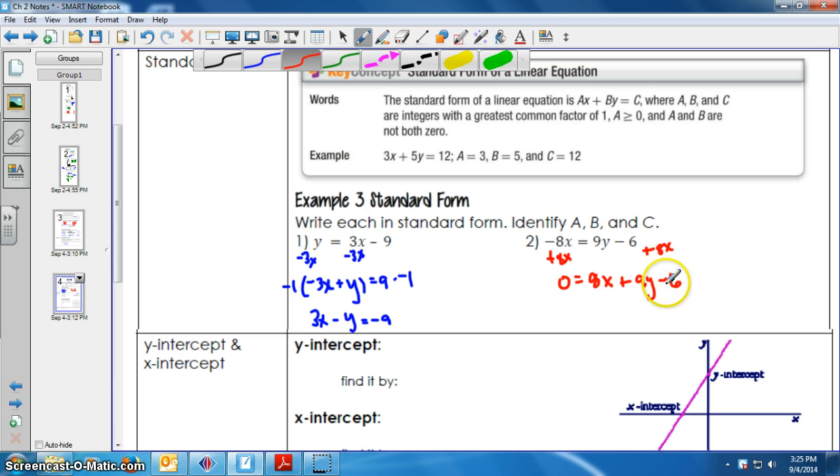So now the only thing that needs to move is our constant, our c, and it's going to move over here by adding 6. So writing our a first would be an 8x, and then our 9y still on that side, equals, and on the other side is our 6. And there it is in standard form. ax plus by equals 6.